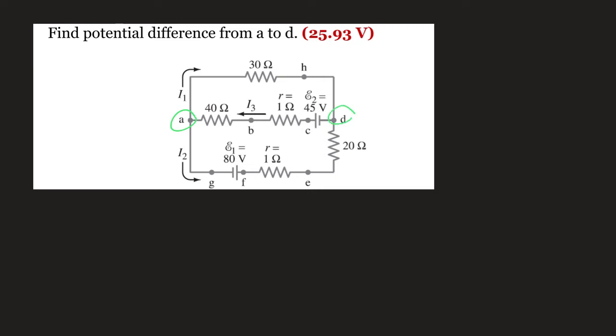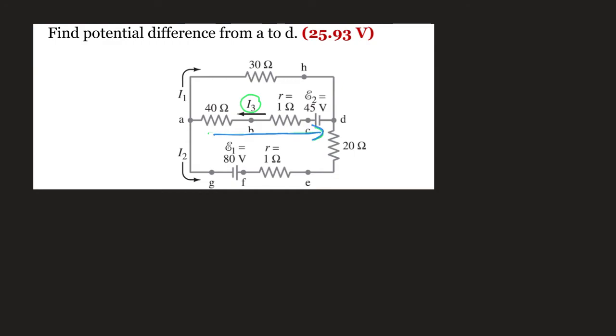Basically you can choose path A to D here, or you can choose path A to D here, or you can choose path A to D here. Whatever path you choose, you are going to get the same magnitude of potential difference. So I'm going to choose my first path in this direction. The I3 that I get is positive, therefore the direction here is already correct. So I'm going to draw a big loop, assume this like a big loop. So A to D.